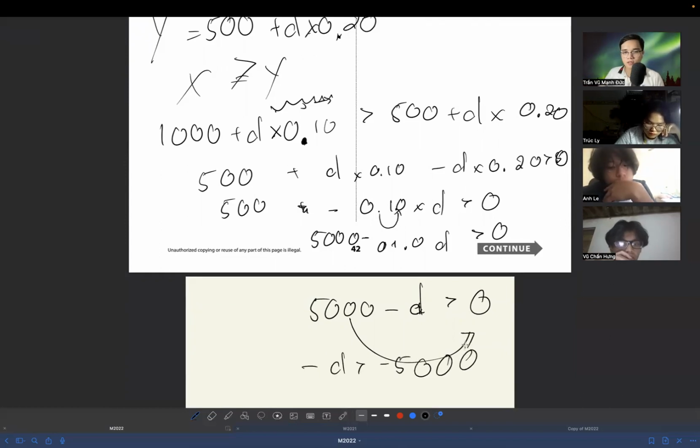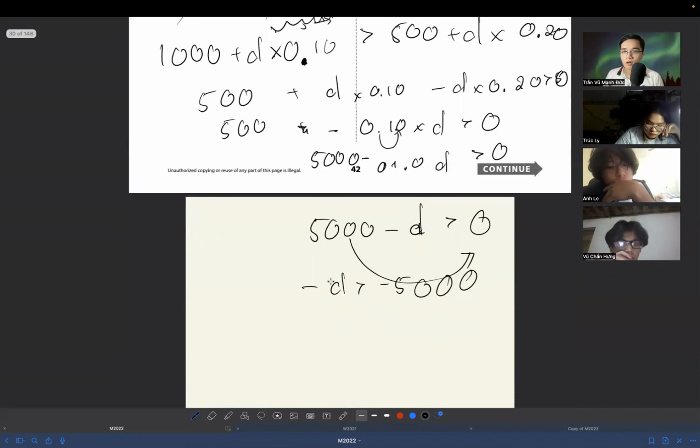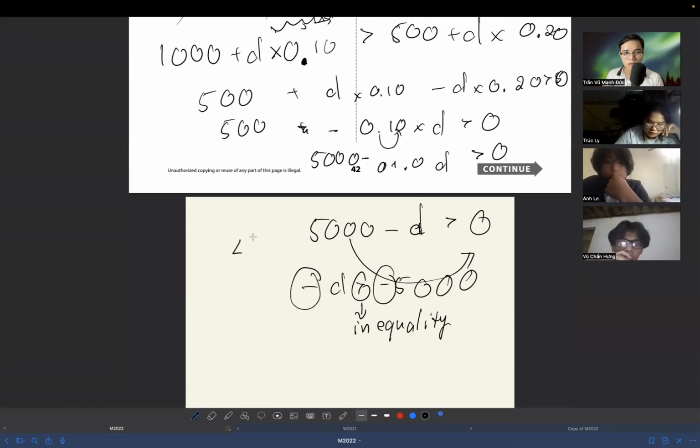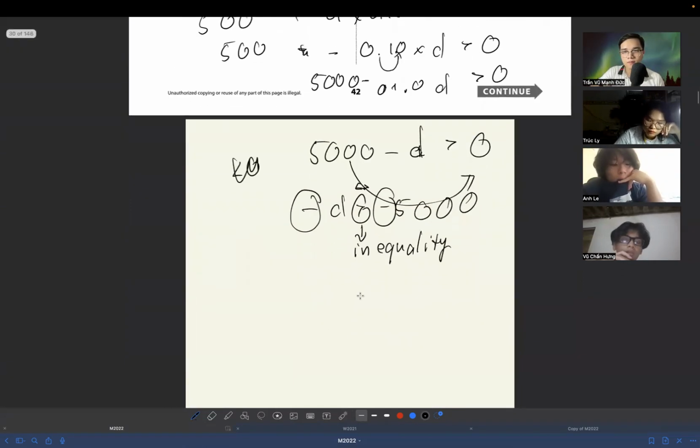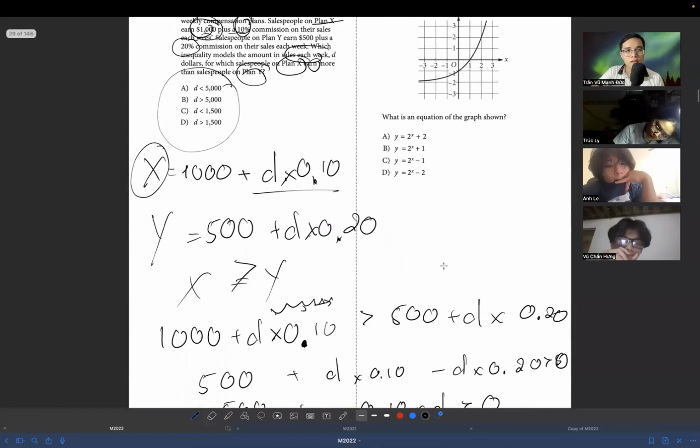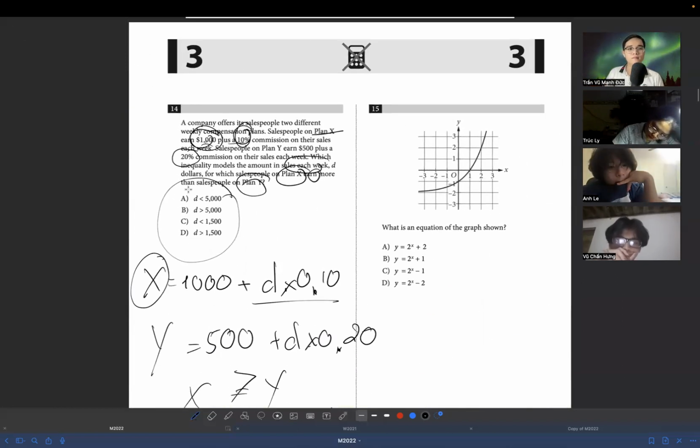And I multiply each side by -1. And in inequalities, if you ever multiply by a number that is smaller than 0, you're going to have to flip the side of the inequality. Flip the side of the inequality, you have D smaller than 5,000. It will be A. That's it. Very simple.